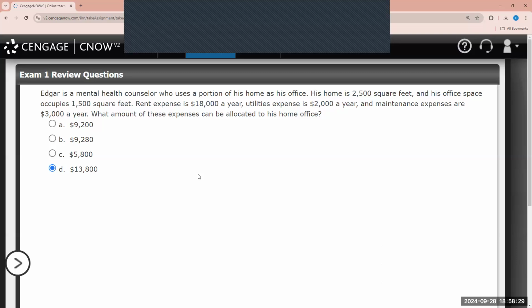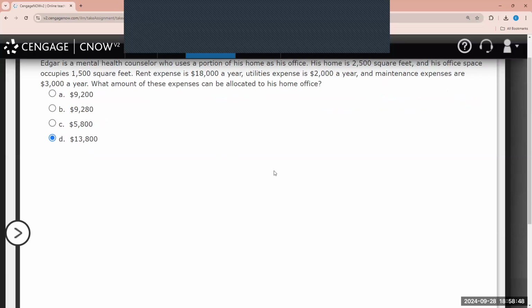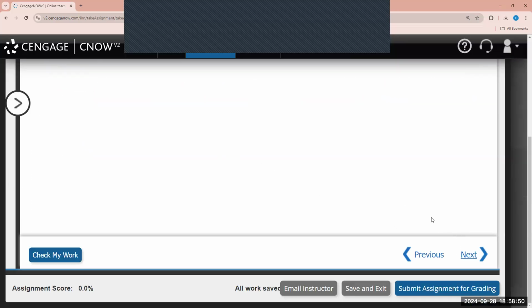Keep in mind, there are some limitations based on net income, or the tentative net profit rather. But in this case, it's just asking us what amount of these expenses can be allocated to the home office. How much is allowed to be deducted for the year is ultimately based on the tentative net profit, which is calculated on Schedule C.